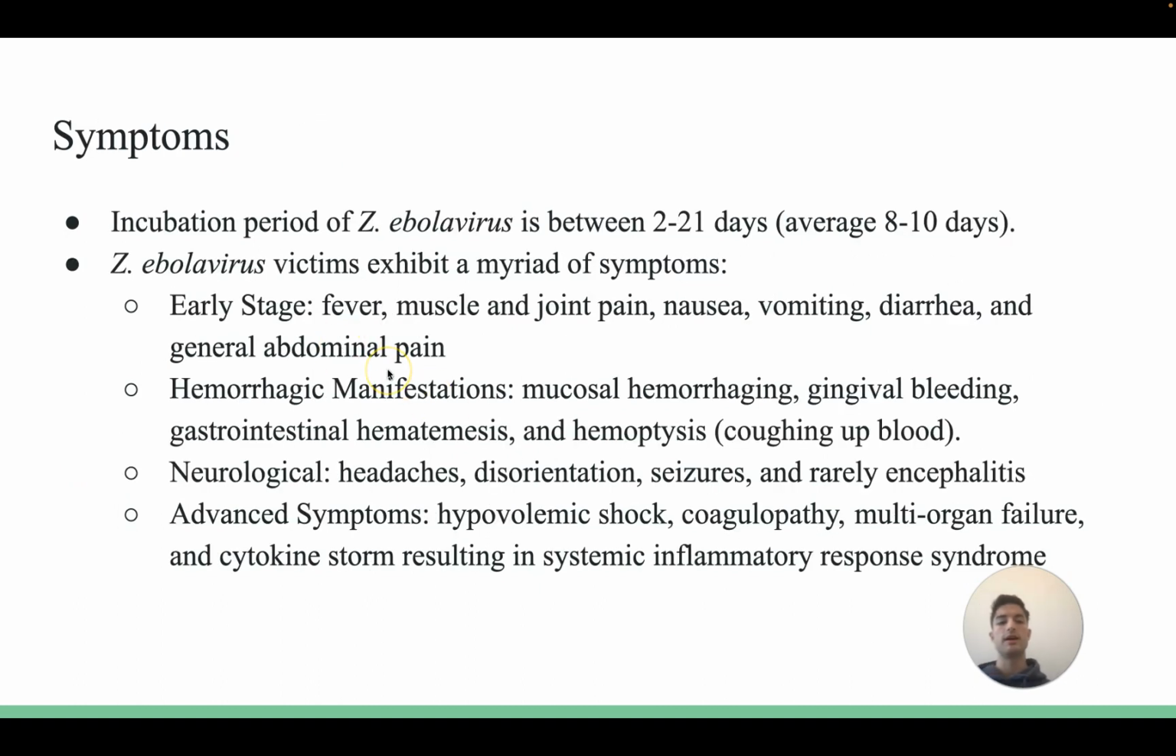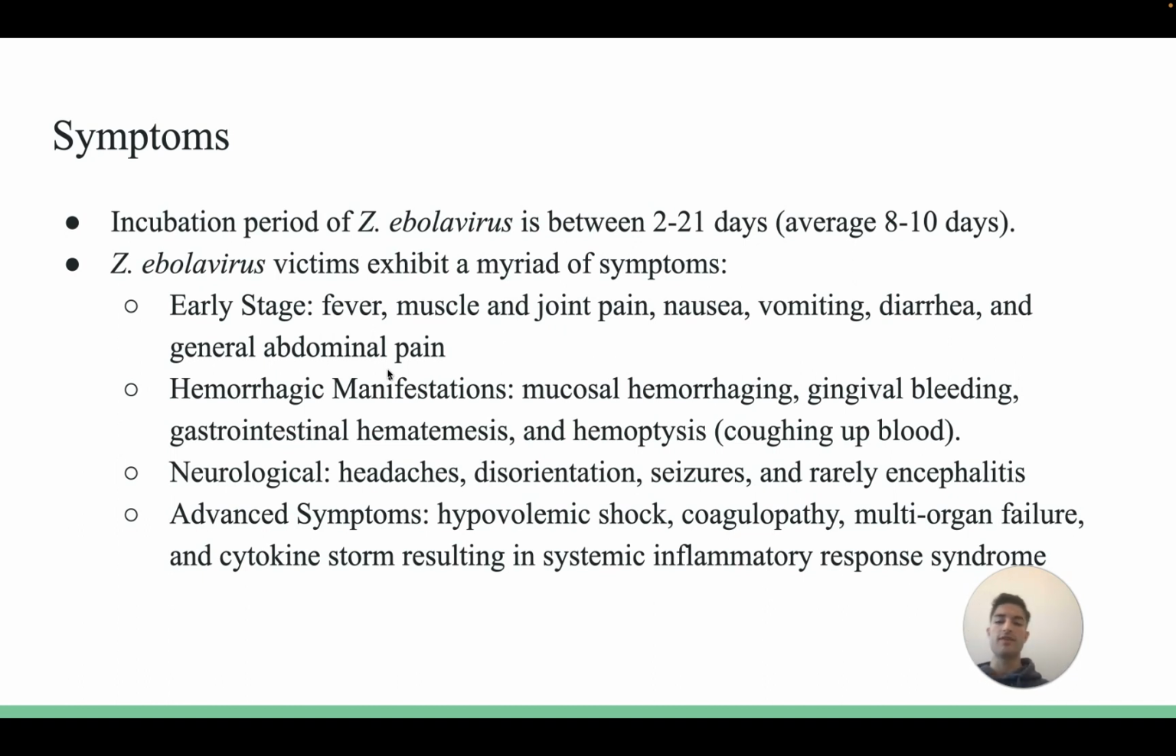So, symptoms. Incubation of the Ebola virus is typically between 2 and 21 days, on average 8 to 10 days. And Zaire Ebola virus victims exhibit a myriad of symptoms. In the early stage, you have fever, muscle and joint pain, nausea, vomiting, diarrhea, and general abdominal pain. Hemorrhagic manifestations include mucosal hemorrhaging, gingival bleeding from the gums, gastrointestinal hematemesis, and hemoptysis, or coughing up blood.